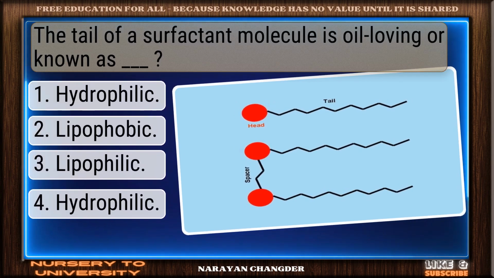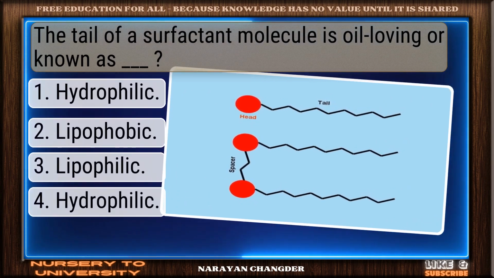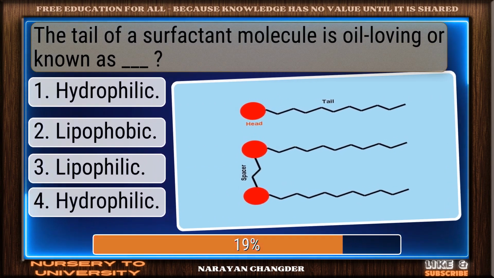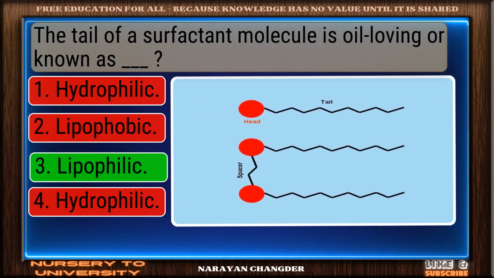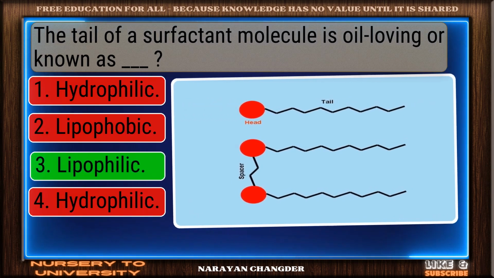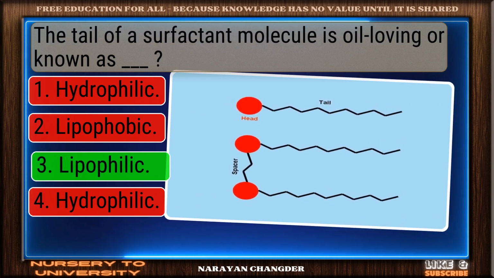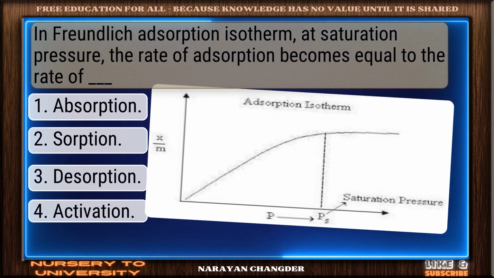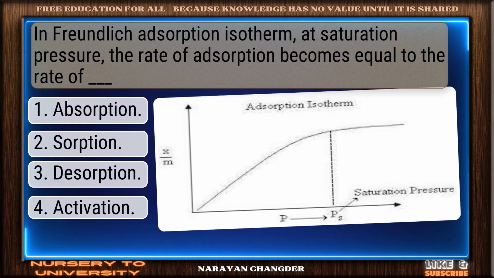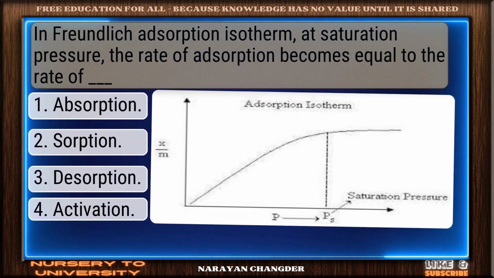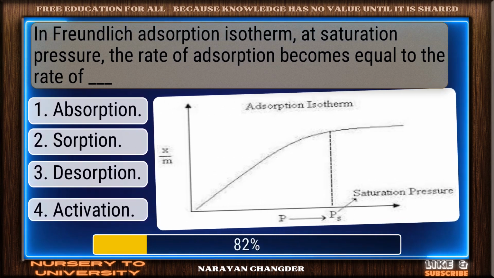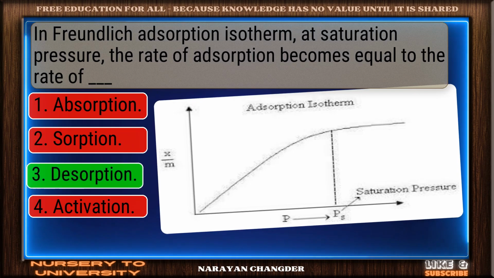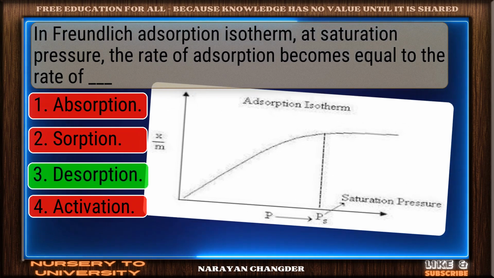The tail of a surfactant molecule is oil-loving, or known as dash. Well-reasoned. Lipophilic is the correct choice. In Freundlich adsorption isotherm, at saturation pressure, the rate of adsorption becomes equal to the rate of dash. Great job! Desorption is the accurate answer.